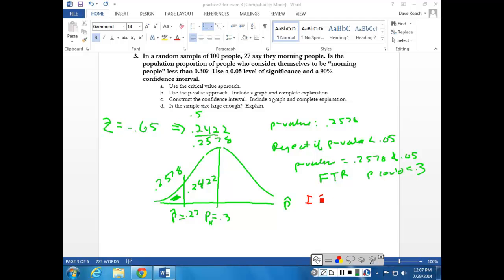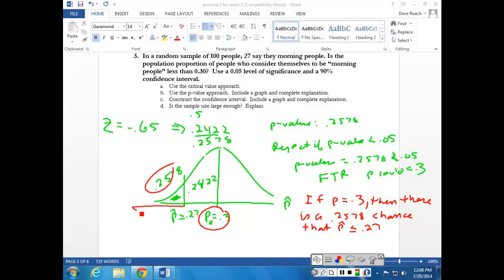If p is equal to 0.3, if H0 was true, then there is a 0.2578, about 26% chance, if you want to look at it that way, that we would get p hat less than or equal to 0.27. That's true. This is the chance of getting that.